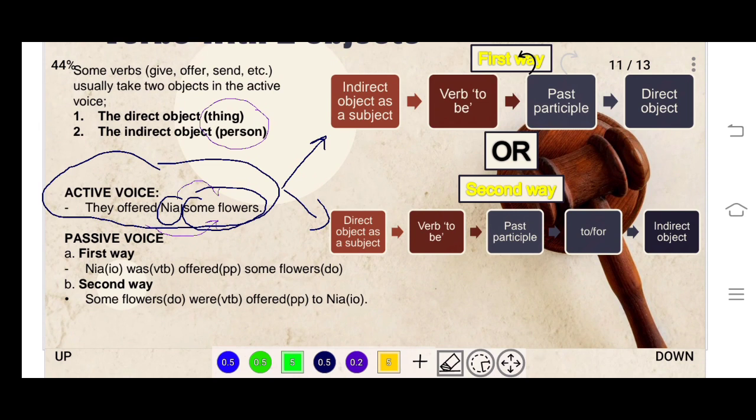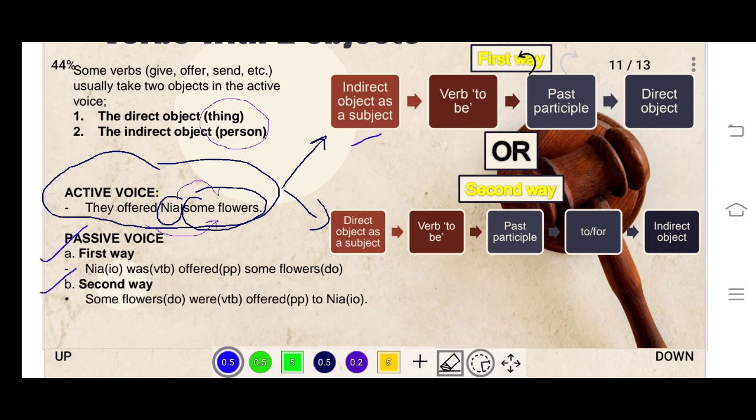The first one, we take a look at the first way, and then we have the second way. For the first way, we take a look at the formula. First, the indirect object as subject. The indirect object is Nia, because if we put the indirect object in the sentence and don't put the direct object, "they offered Nia what?", it cannot stand alone. So basically the indirect object here is Nia, and Nia will be the subject in the passive voice.